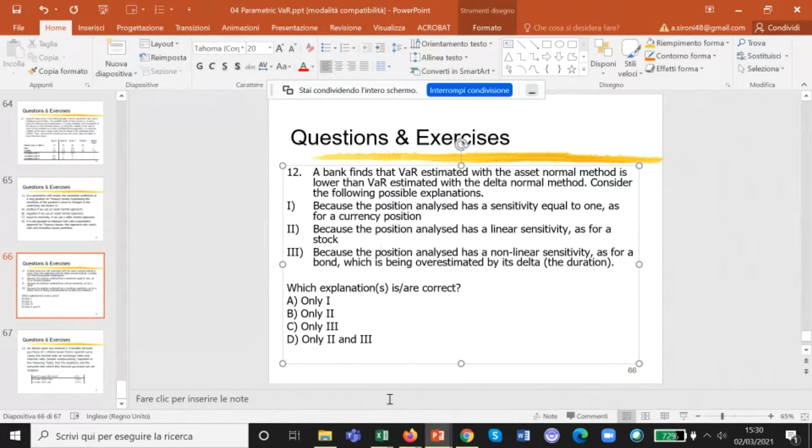Because the position analyzed has a linear sensitivity, as for a stock. As we said, if the sensitivity is linear, again, there would be no difference between asset normal and delta normal. 3, because the position analyzed has a nonlinear sensitivity, as for a bond, which is being overestimated by its delta. This is correct. So the correct answer to this question is C, only 3.